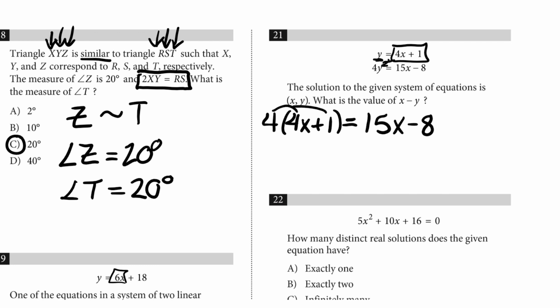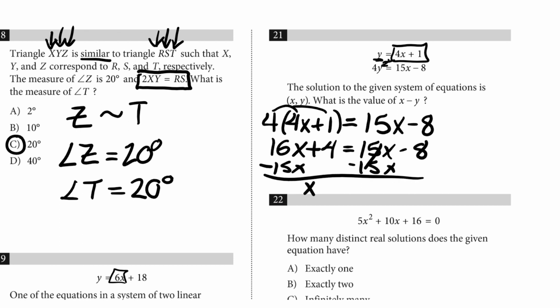We distribute the 4, and we'll get 16x plus 4 equals 15x minus 8. We can subtract 15x on both sides to get x plus 4 equals negative 8. And if we subtract 4 on both sides, we will get x equals negative 12.